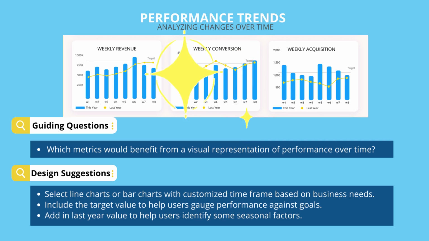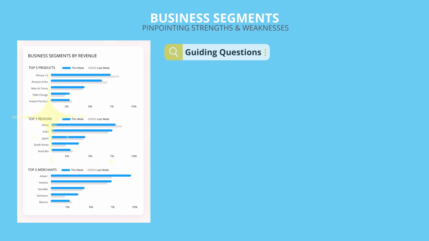For example, a consistent upward trend in user acquisition may indicate an opportunity for expansion or increased investment in marketing efforts. Conversely, a downward trend in revenue might signal the need to reevaluate your pricing strategy or identify potential issues in your sales funnel. Performance trends build upon the high-level insights offered by scorecards, allowing you to analyze changes over time and make data-driven decisions to optimize your business strategies.